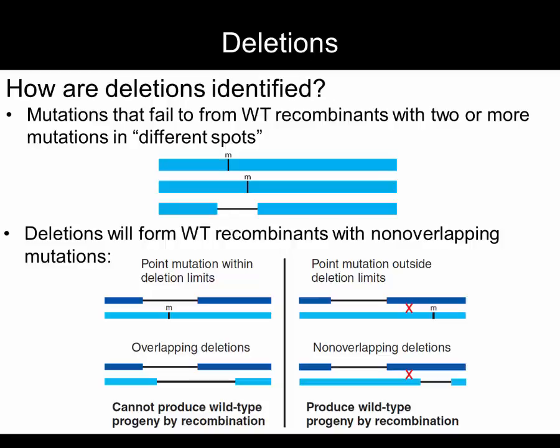Two deletions that overlap also cannot form wild-type recombinants. But deletions can still form wild-type recombinants with point mutations outside the range of the deletion, or with other deletions that don't overlap the first. We'll talk in class about how deletions are important tools for fine structure mapping. But for now, let's just take a look at Benzer's results.